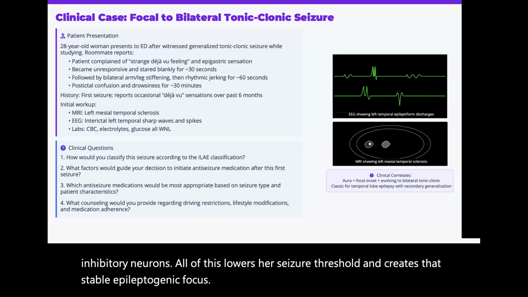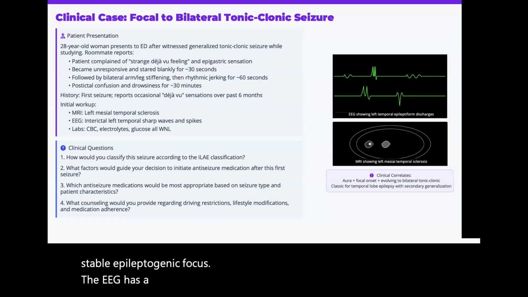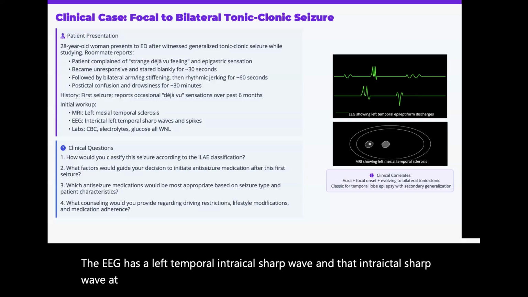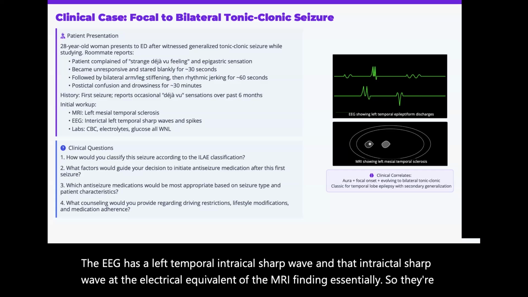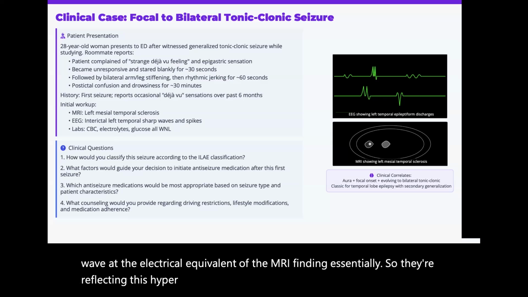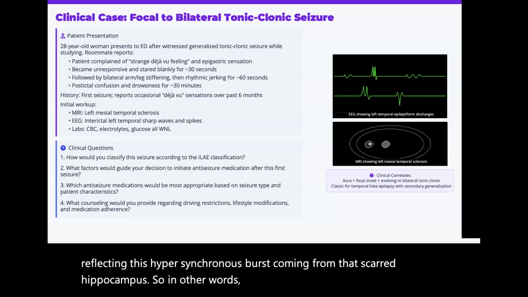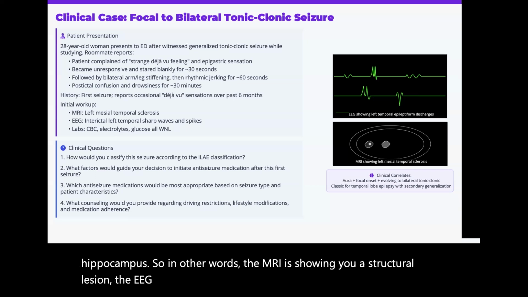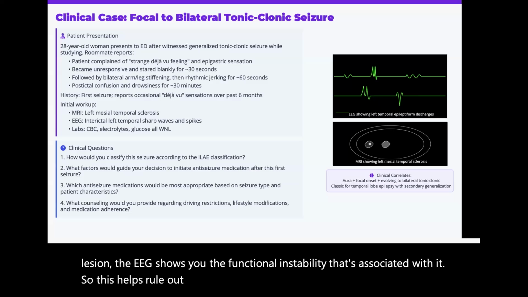The EEG shows a left temporal interictal sharp wave, and that interictal sharp wave is essentially the electrical equivalent of the MRI finding. They're reflecting this hypersynchronous burst coming from that scarred hippocampus. So in other words, the MRI is showing you a structural lesion. The EEG shows you the functional instability that's associated with it. This helps rule out metabolic causes, confirming that this epilepsy is not a provoked seizure.